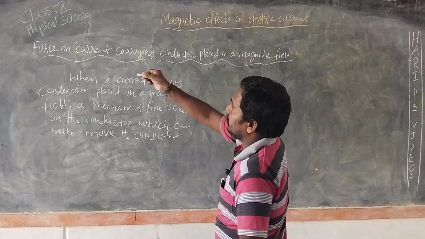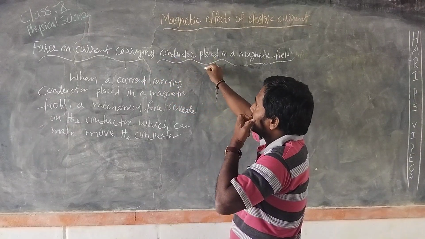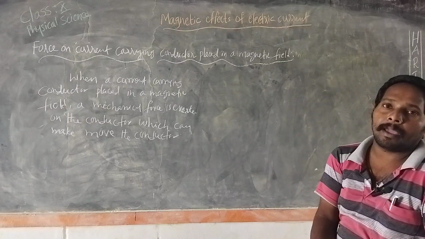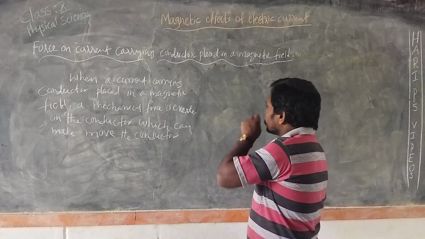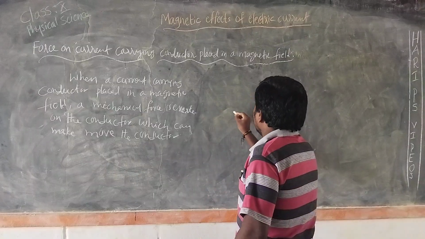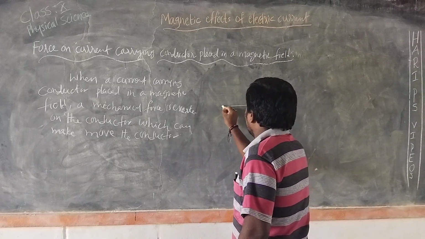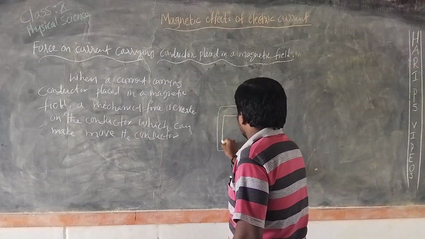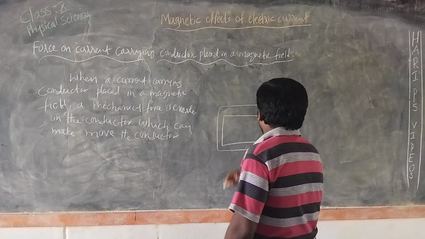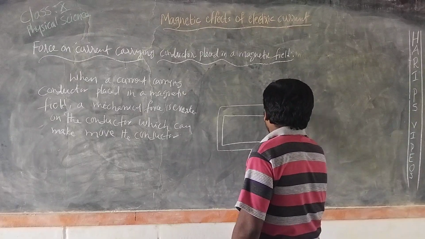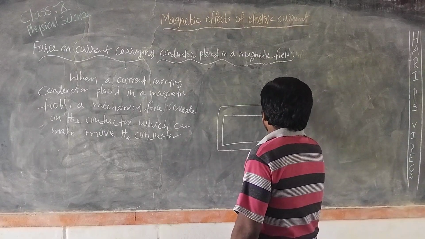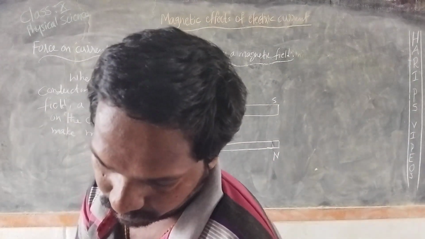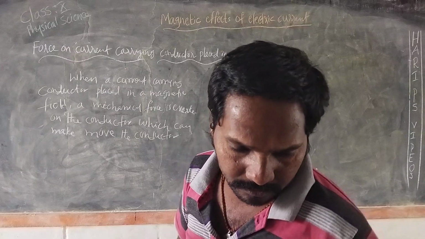So, understanding the force on a current carrying conductor placed in a magnetic field. For that, take a U-shaped bar magnet. Place a U-shaped bar magnet, with north and south poles.